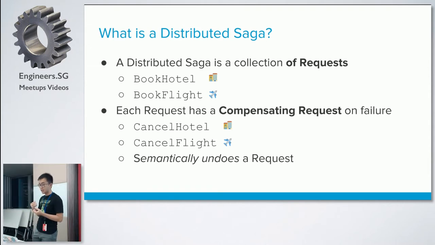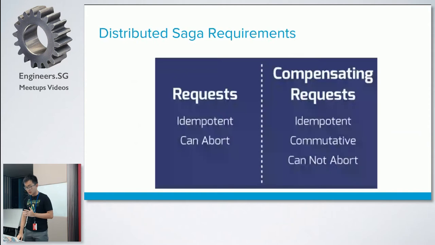What a compensating request does is it semantically undoes a request. So it basically tries to roll back and revert to the original state of equilibrium before the request. Now, some things you can't undo. For example, you send an email. There's no way to unsend the email. But what you can do is send another email to say, please disregard that email. So essentially, a compensating request tries to restore your application state to a state of equilibrium, the original state before the requests.